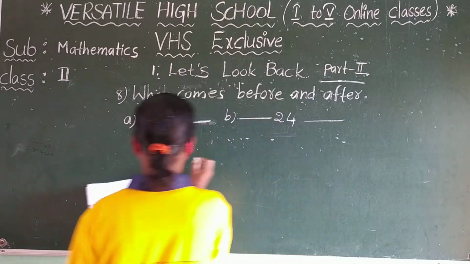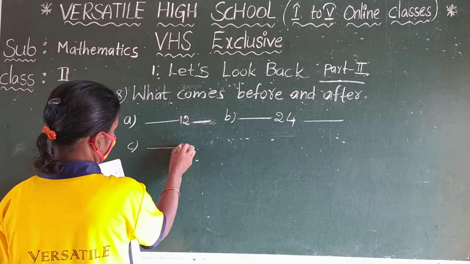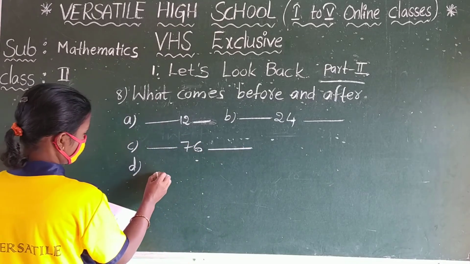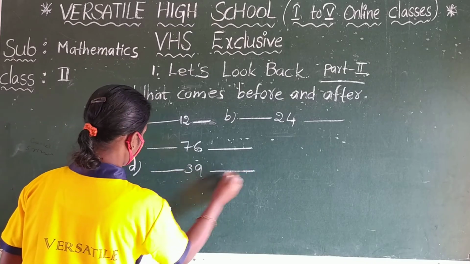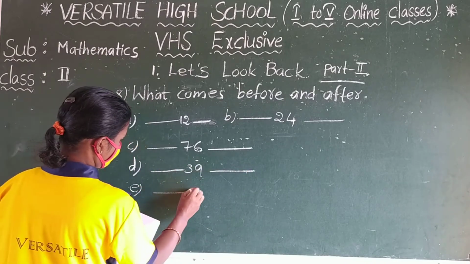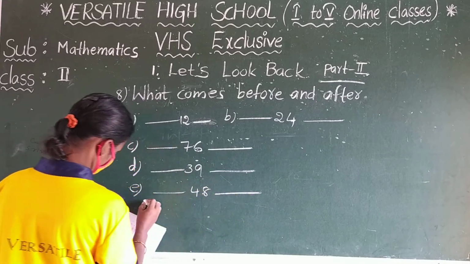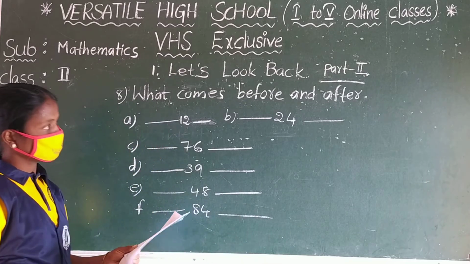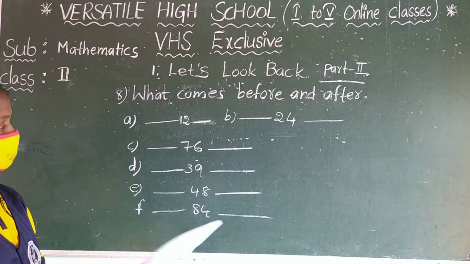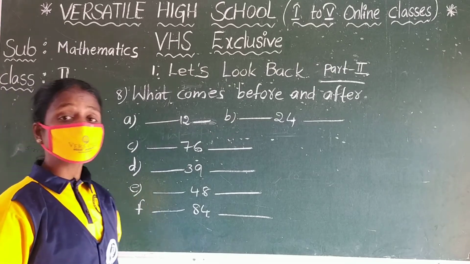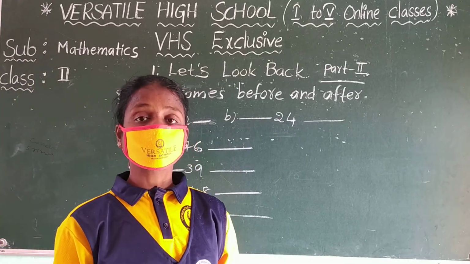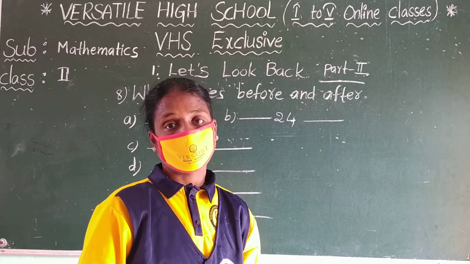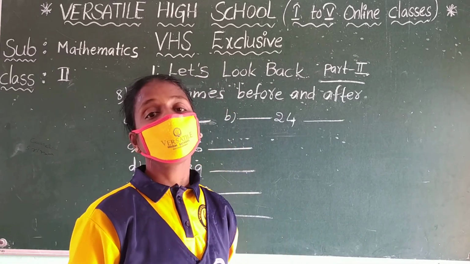And C is giving us dash 76 dash. D is dash 39 dash. E is dash 48 dash. F is dash 84 dash. These are the questions for you. So here observe what comes before and after. After means after the number. Before means in front of the number.